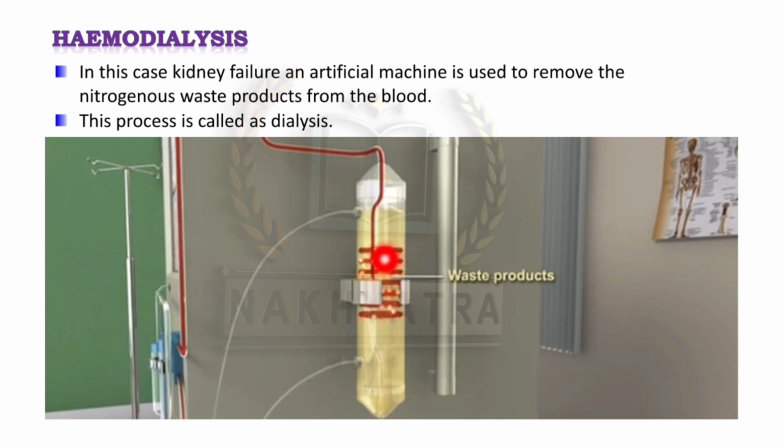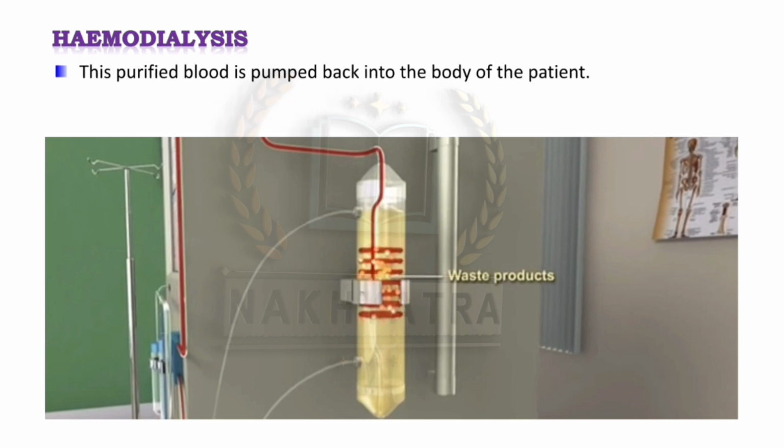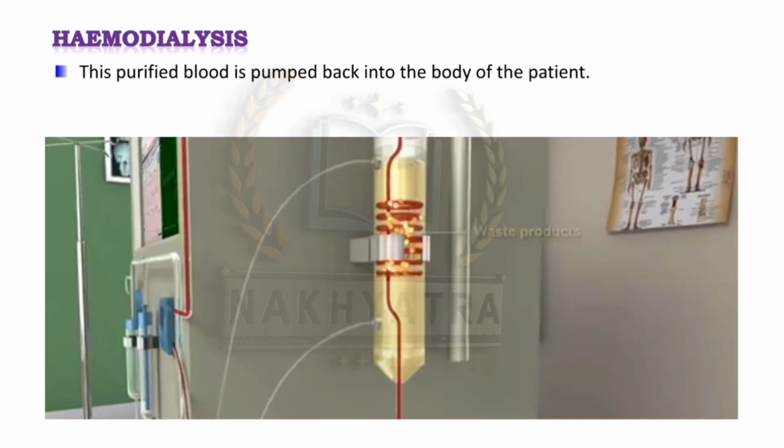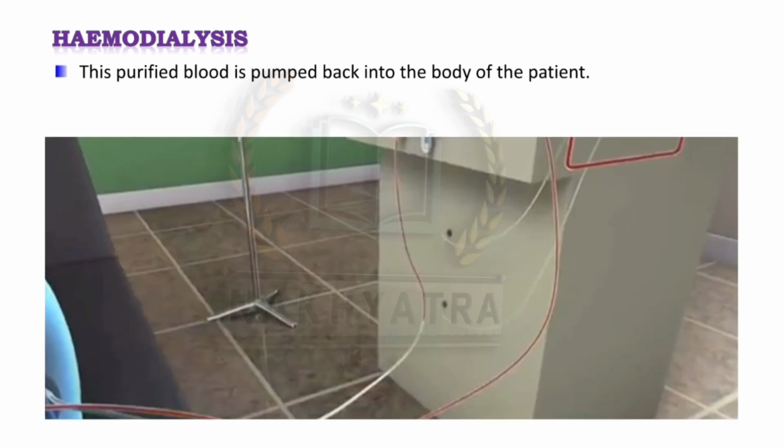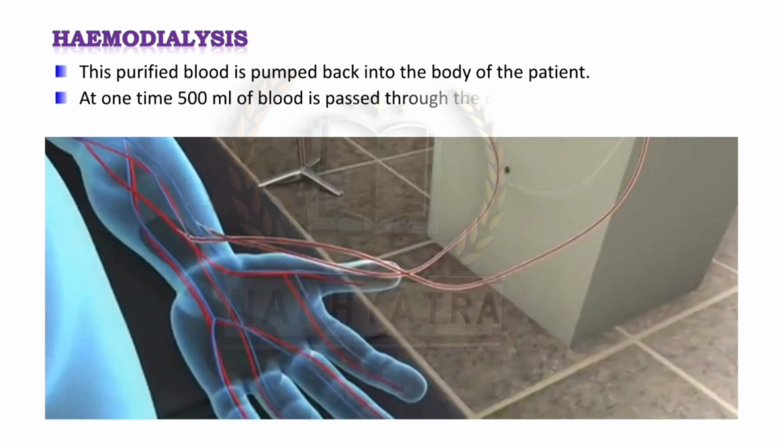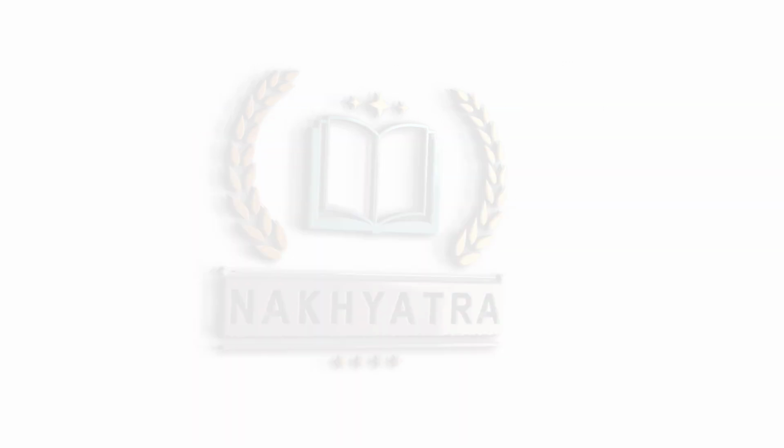So this is the waste product. This process is called dialysis. Then this purified blood is pumped back into the body of the patient. At one time, 500 ml of blood is passed through the dialyzing machine.